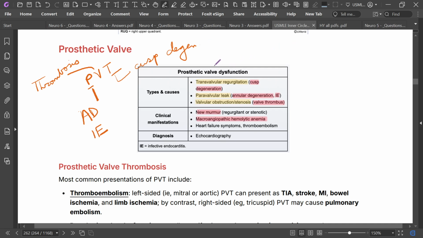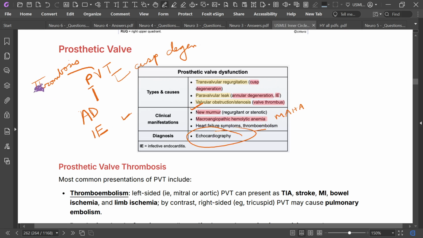So prosthetic valve dysfunction: paravalvular leak, annular dysfunction or infective endocarditis. Valvular dysfunction is valve thrombosis and cusp degeneration. Clinical manifestations are a new murmur, microangiopathic hemolytic anemia, heart failure symptoms, and thromboembolism.